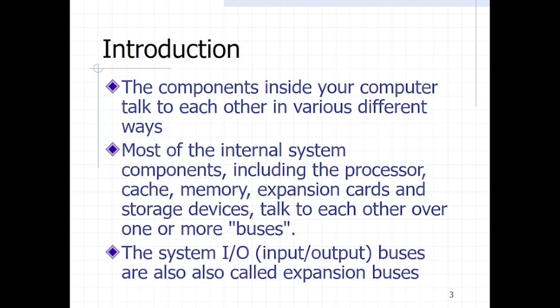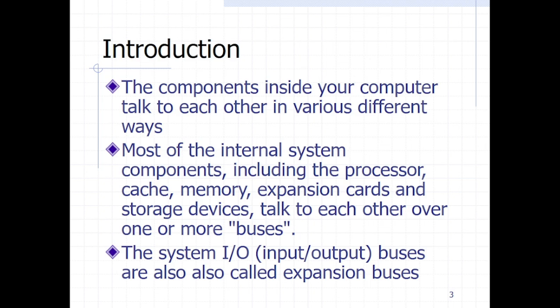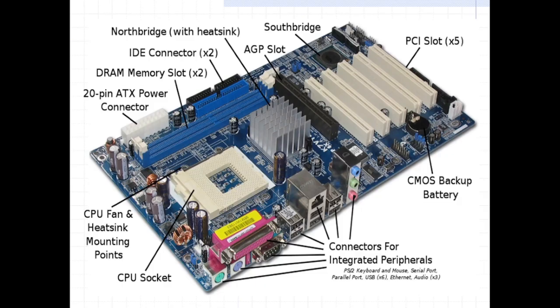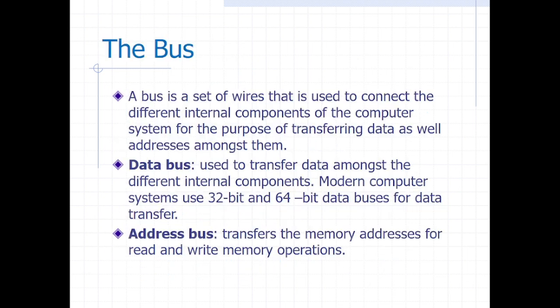As I mentioned, the components inside your computer talk to each other in different ways. Of course, we have the internal components I've already mentioned. You could see the memory, and the various connectors, the I/O ports, right? I/O ports simply means the input/output ports at the back of the computer. All these create a need for buses, and that's why we need to understand the various categories of computer buses.